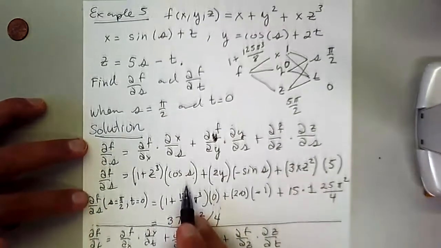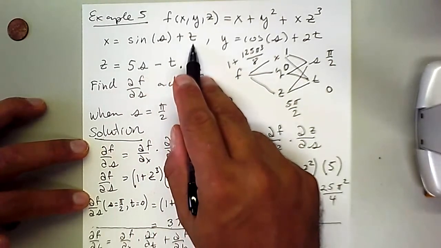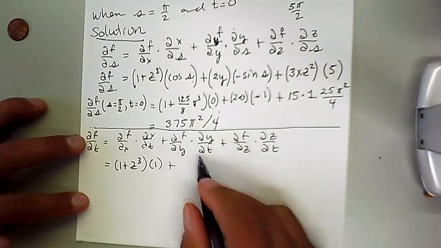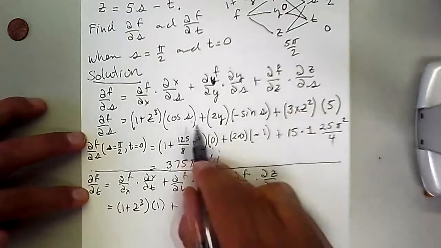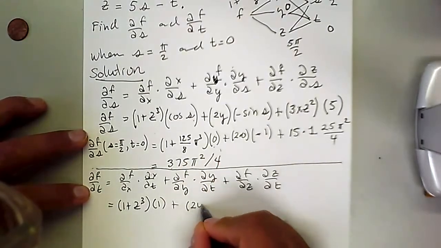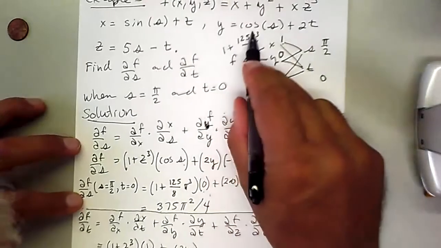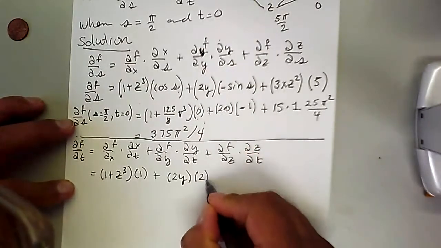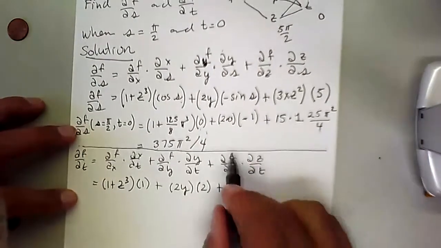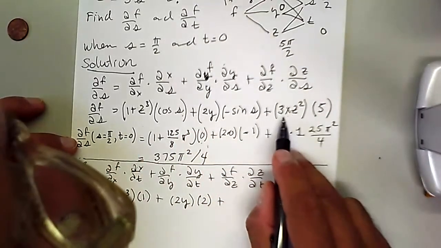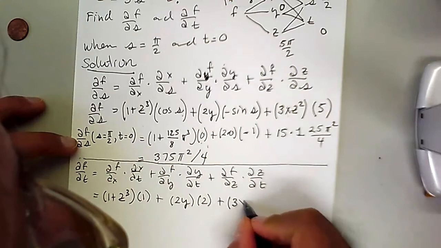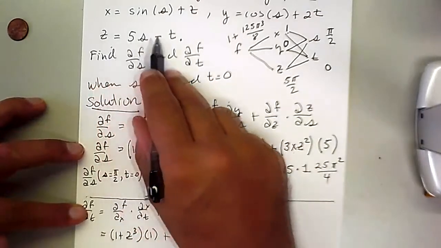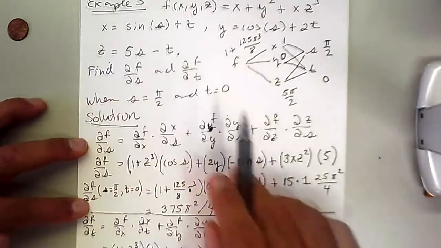Derivative of x with respect to t. Ooh, 1, plus. Now we are here: 2y, derivative of y with respect to t. Oh, just 2. Plus 3xz squared times derivative of z with respect to t, -1.